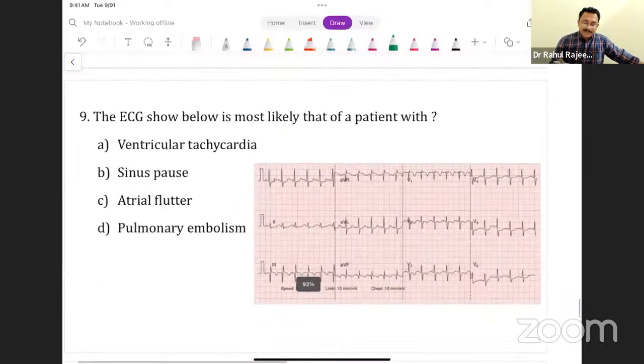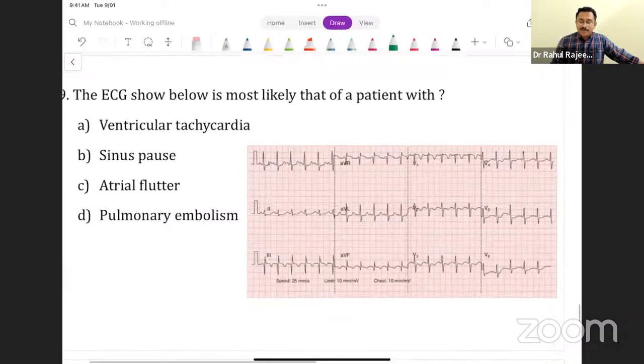Coming to question number 9. The ECG shown below is likely that of a patient with, is it ventricular tachycardia, sinus pause, atrial flutter, or pulmonary embolism? Now, I am straight away eliminating ventricular tachycardia for a reason. Because in the ECG, I am not able to see any complex where the QRS is wide. So if I have to pick ventricular tachycardia as the answer, I should be seeing a broad QRS complex. As long as I'm not seeing that, I'm not going to pick it.